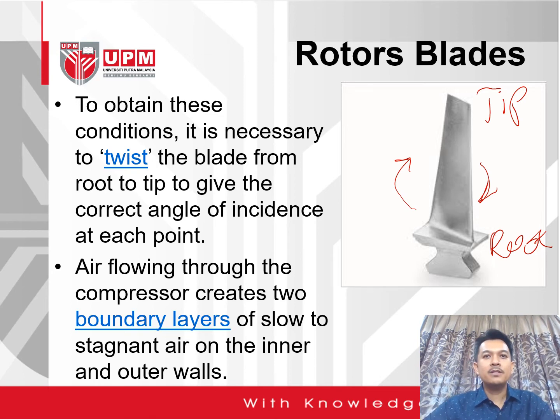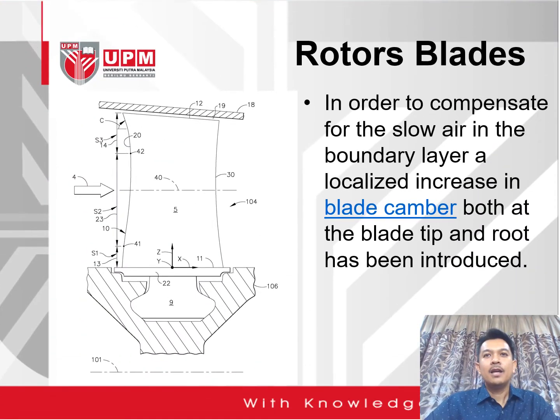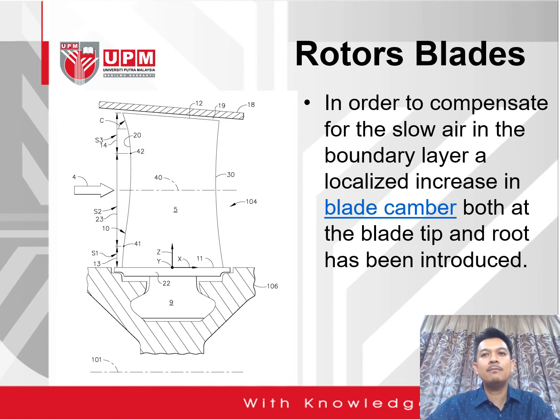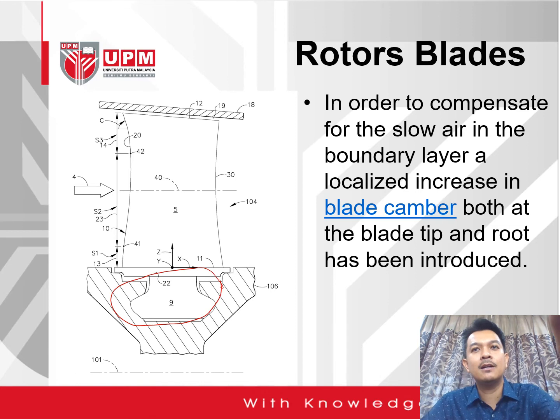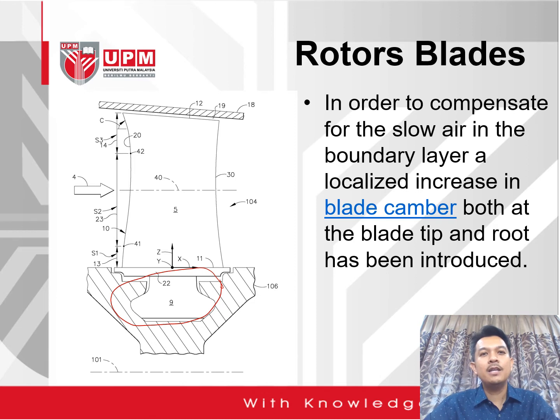Air flowing through the compressor creates two boundary layers of slow to stagnant air on the inner and outer walls. In terms of the cross section, this is a cutaway of a typical compressor rotor blade. In order to compensate for the slow air in the boundary layer, a localized increase in the blade camber, both at the tip as well as the root, has been introduced. So this is what we call the blade camber. There will be air flowing into the section.